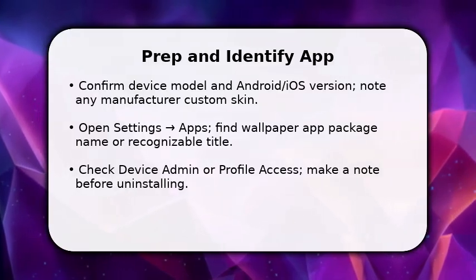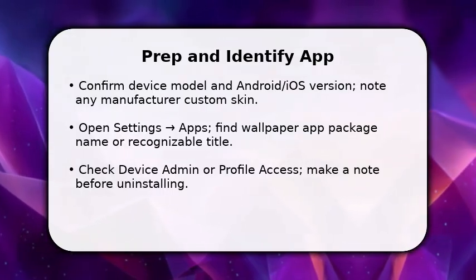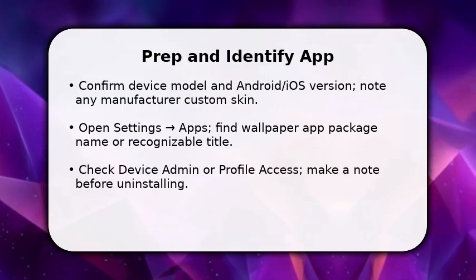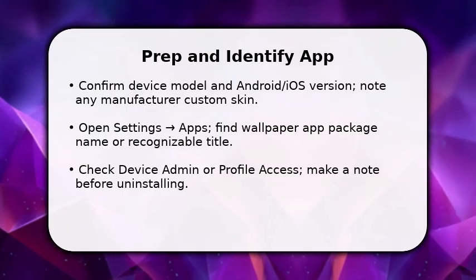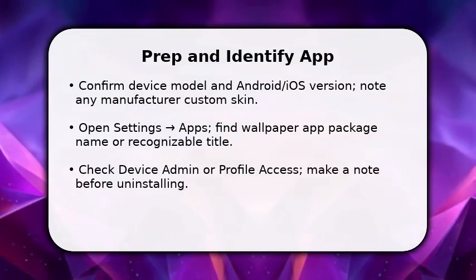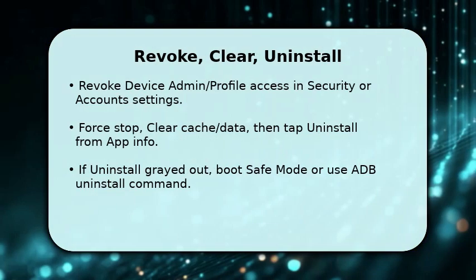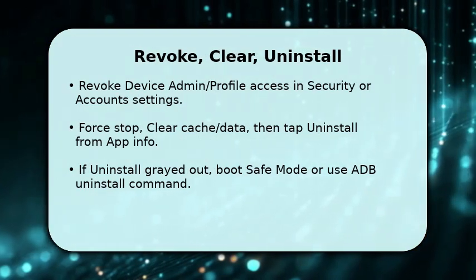If the app appears under Device Admin or has profile access, you must revoke that immediately, otherwise uninstall is blocked. Once done, make sure you've noted any account or subscription details so you can sign back in if needed. You now revoke device admin or profile permissions from security settings. This is why many wallpaper apps resist removal.